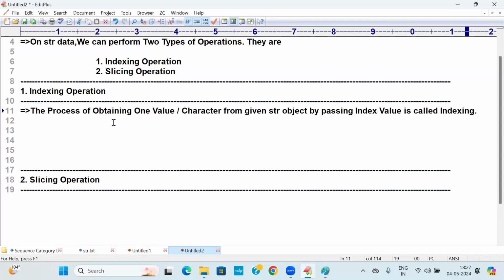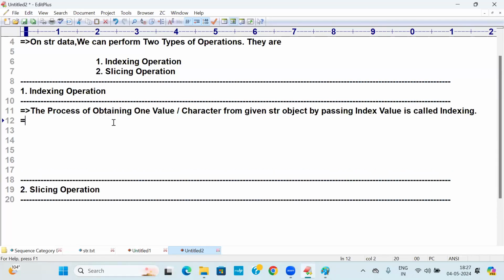People will ask what is the definition of indexing. Very, very important. Today's class is very important, students. Those who are absent today will struggle a lot, because from today this concept is coming into total Python, in data science, and everywhere else.